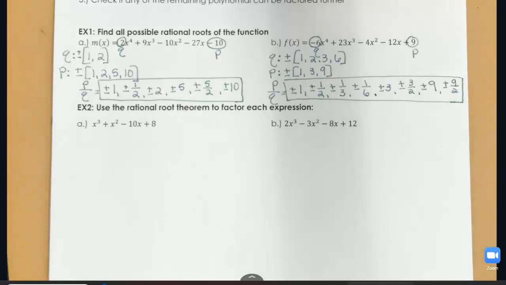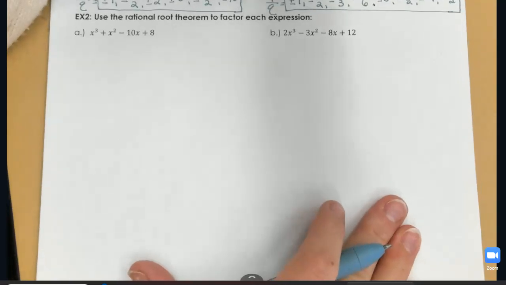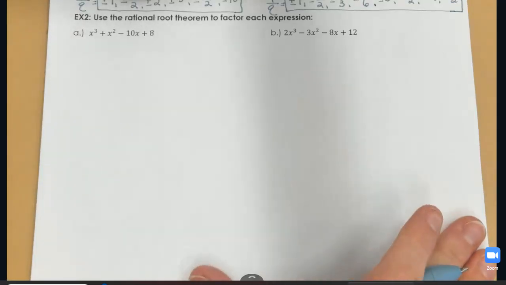So now that we know how to identify possible roots, let's move on to determining if they are roots or not. We're going to use the rational root theorem to factor each expression. And now I am going to be using some scratch paper here because there's a lot of division that's going to be going on. So if you want to go grab some, go ahead and pause now to do so.